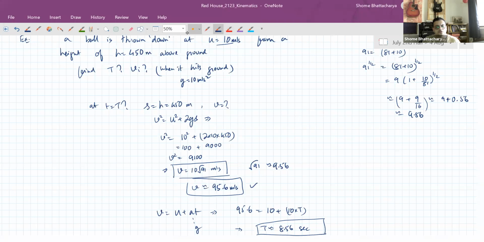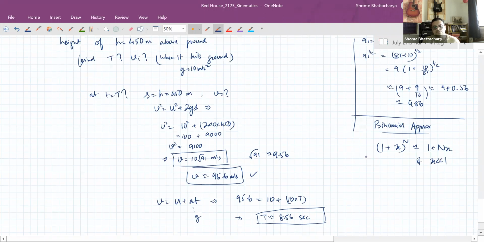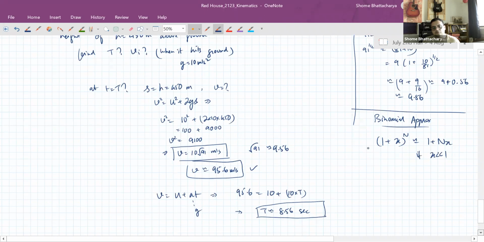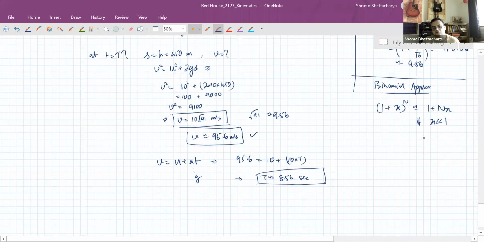Okay. So this method that I've used here is called binomial approximation, which you will study in mathematics later, that 1 plus x to the power n can be approximately written as 1 plus nx if x is very small compared to 1. So what we do now is, for example, I want to calculate square root of 91. So that is 91 to the power half.